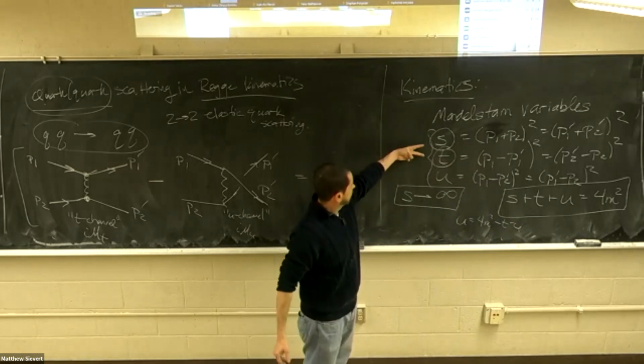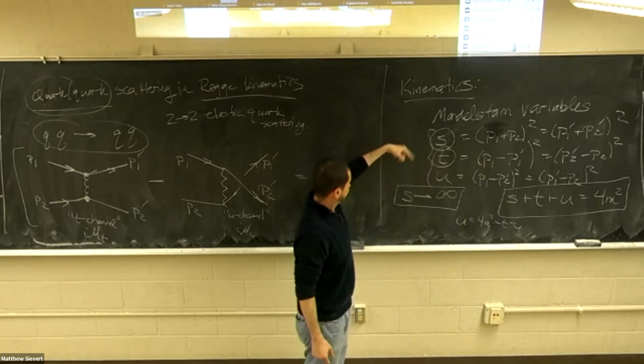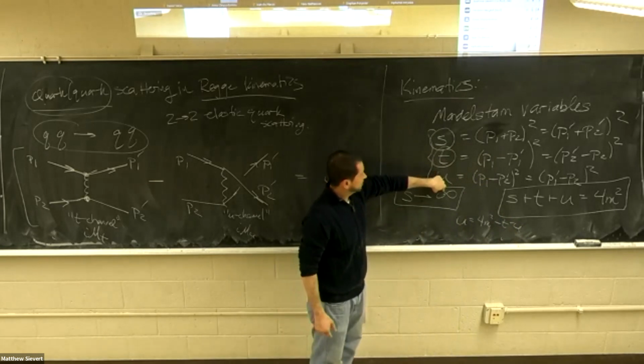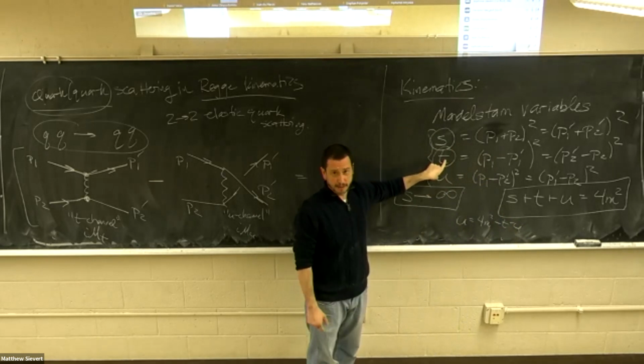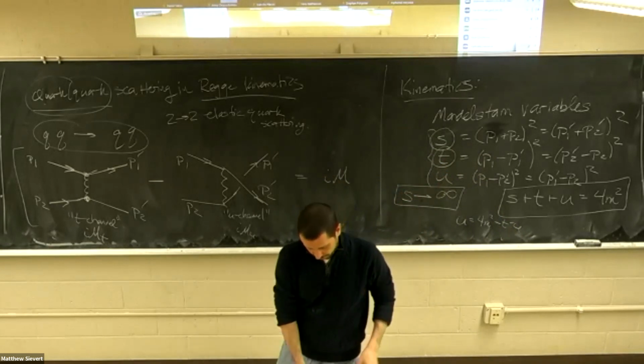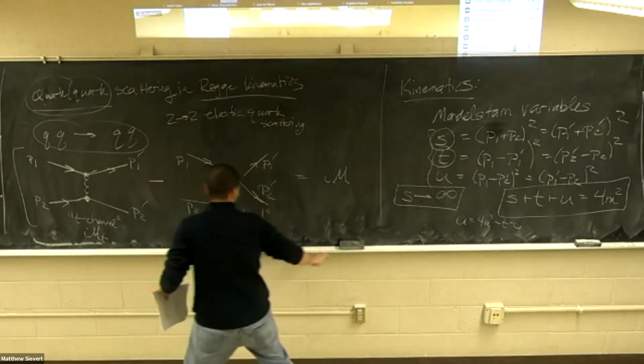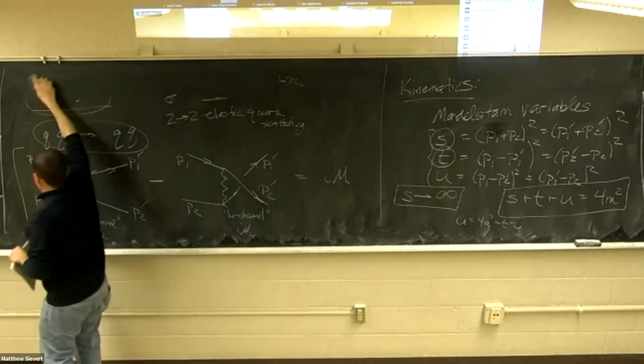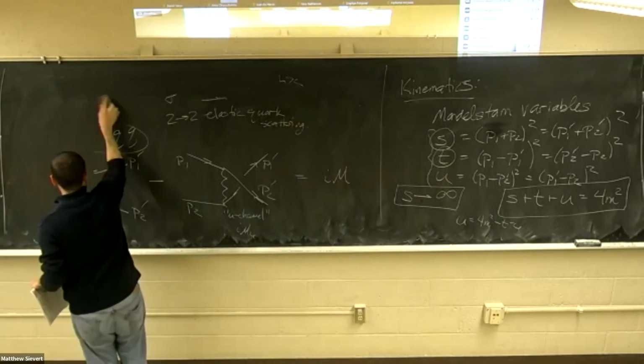So really, I've got 2 variables, S and T, and that's the rub. I can take S goes to infinity, but I need to specify what happens to T, or equivalently, what happens to U. So there are 2 highly distinct limits in which I can take the energy S to infinity.